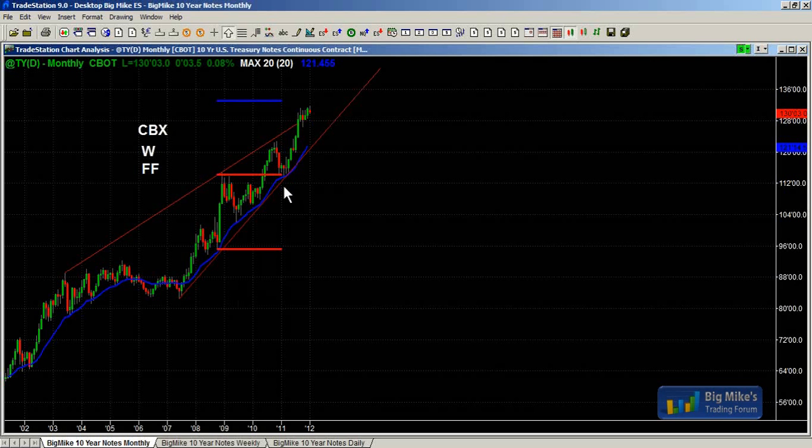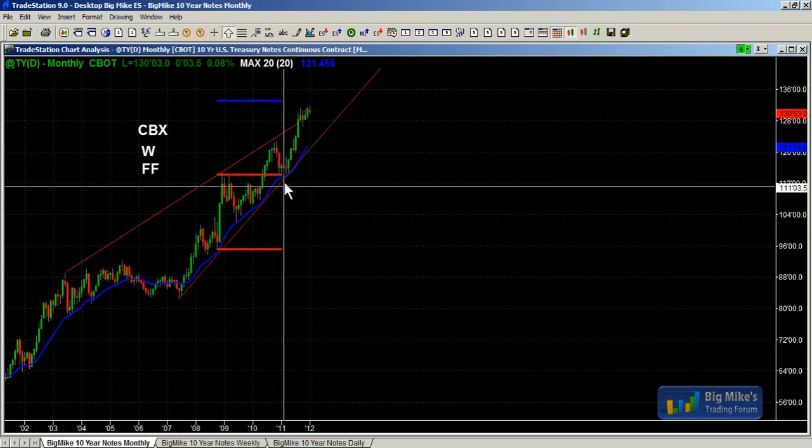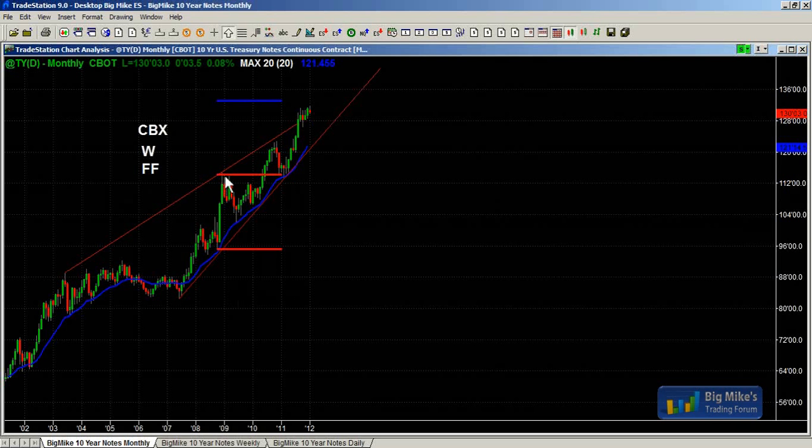If you look at the pullback here in '11, it found support at the top of the spike over here at the beginning of '09. So to me, that's a gap, and gaps often lead to measured moves. Strong bull spikes like we had in '08 often lead to measured moves. And the market is very close to that measured move projection.